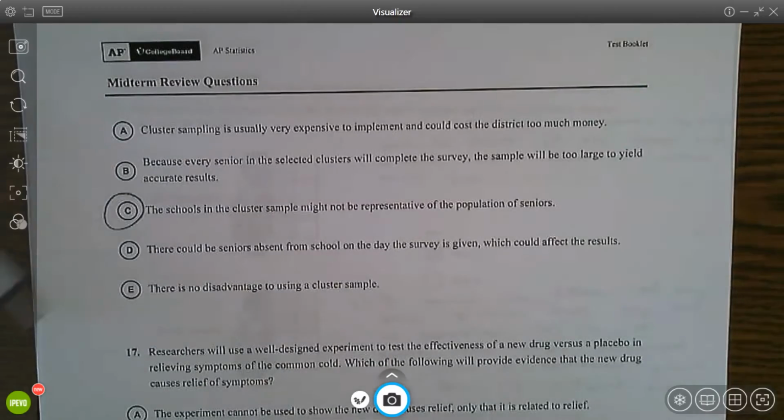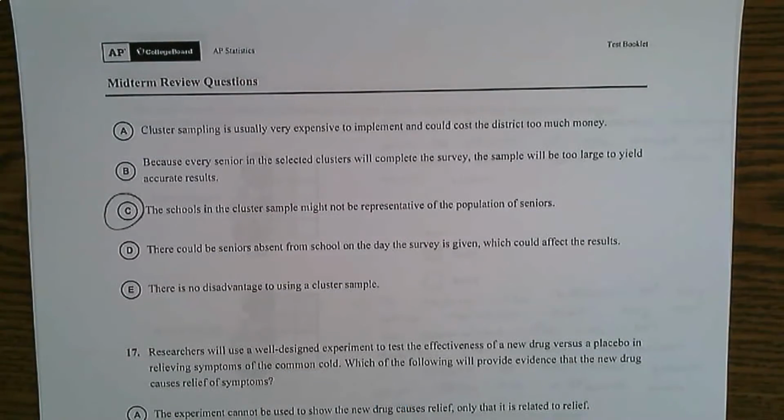We don't care. The sample isn't going to be too large. Larger samples decrease variability. As long as you have a good sample, it's a good thing. All right.